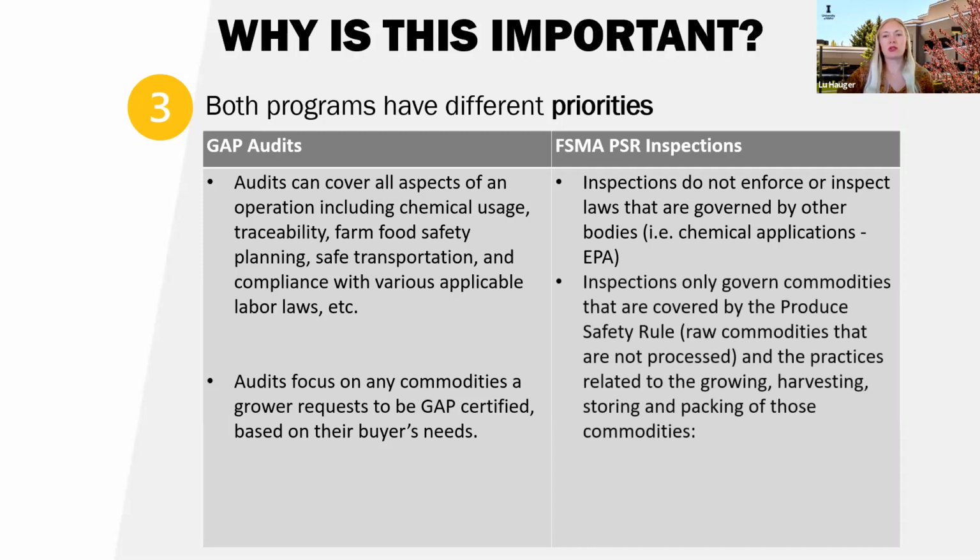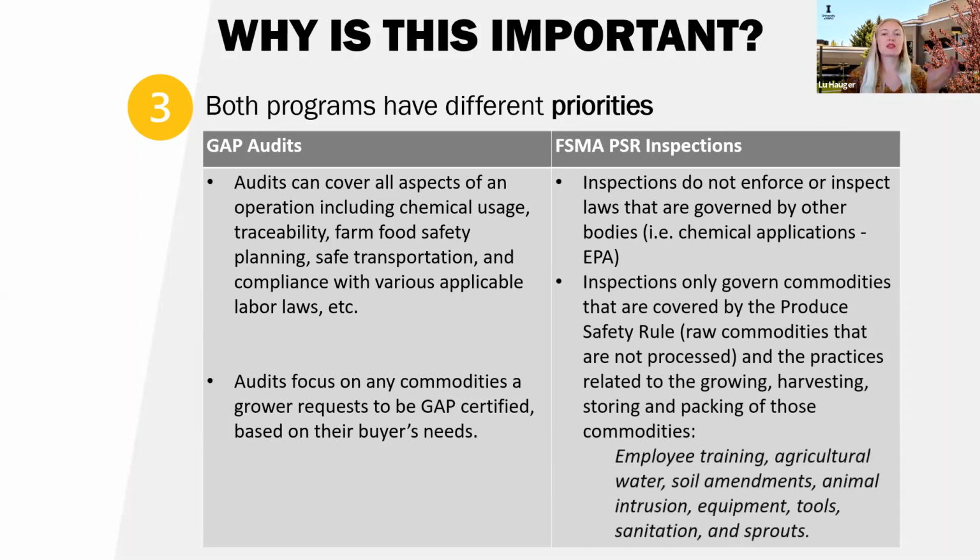So the produce safety rule inspections only govern commodities that are covered by the produce safety rule, which would be the raw commodities that aren't processed, like we were just talking about. And also the practices related to the growing, harvesting, storing, and packing of those specific commodities, the ones that are consumed raw. So if you've been through a PSA training, this will look familiar to you because each of these reflect the modules within those courses that we do.